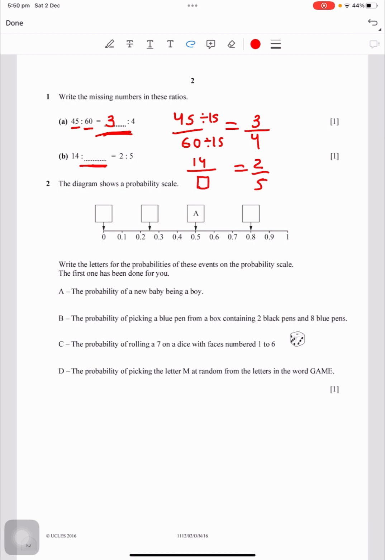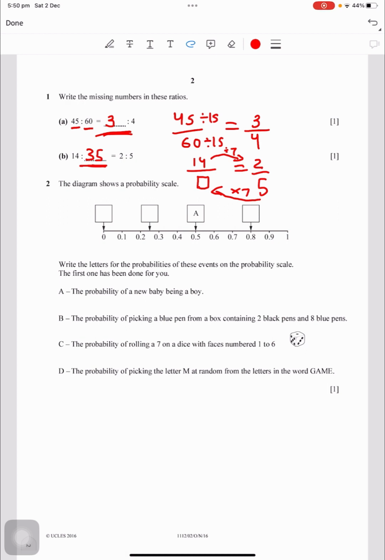For this, as you can see, there's 14. If you divide it by 7, you get 2. So over here, we will reverse it. We will do times 7 for this, and 5 times 7 is 35. So 35 is our answer for this. Now, question number 2, the diagram shows a probability scale.